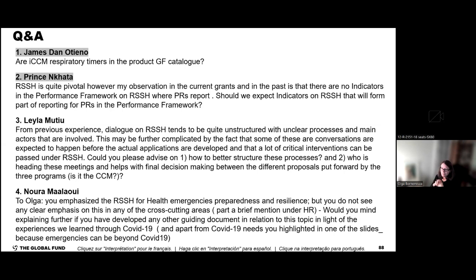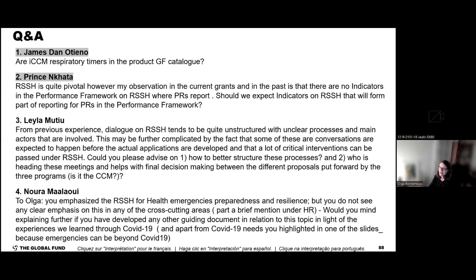Okay, the next question, Lila Mutiu. From previous experience, dialogue on RSSH tends to be quite unstructured with unclear processes and main actors that are involved. This may be further complicated by the fact that some of these conversations are expected to happen before the actual applications are developed, and a lot of critical interventions can be passed under RSSH. Could you please advise on 1, how to better structure these processes, and 2, who is heading these meetings and helps with final decision-making between the different proposals put forward by the 3 programs?